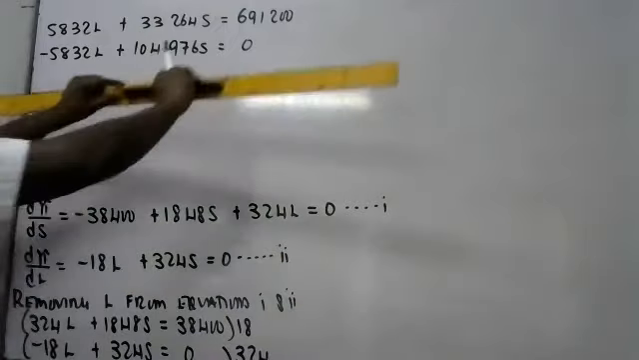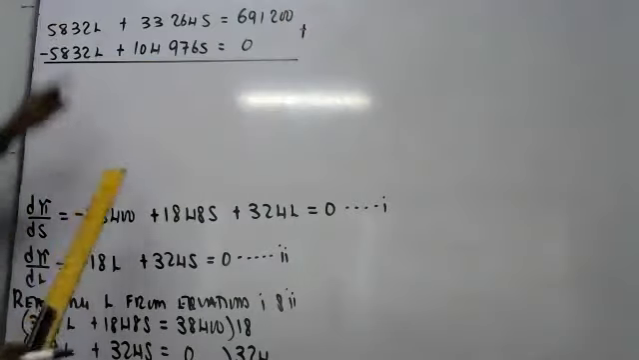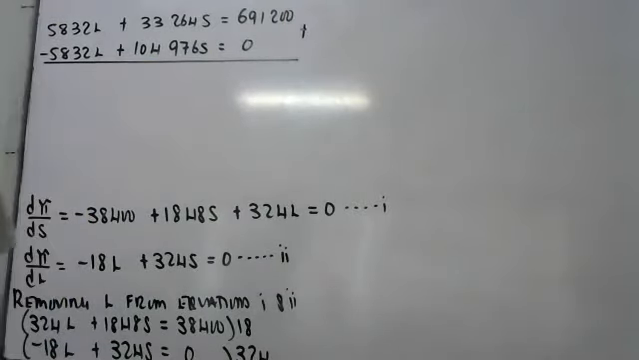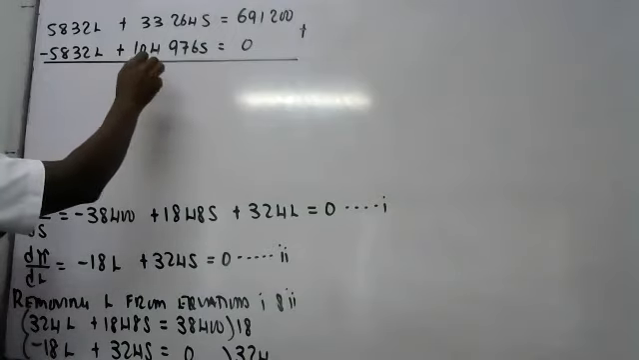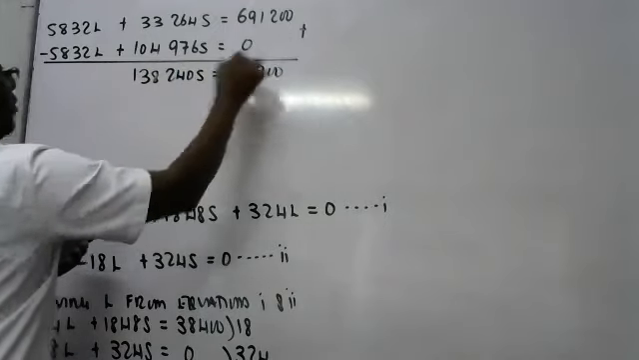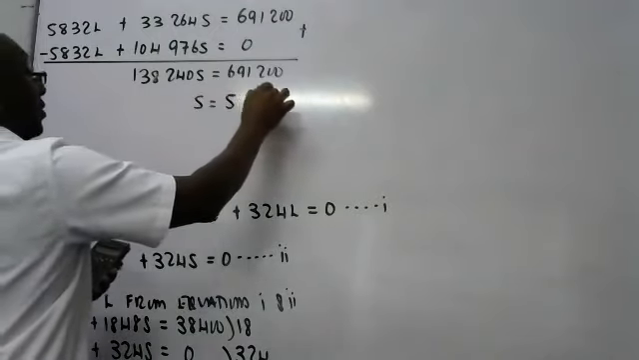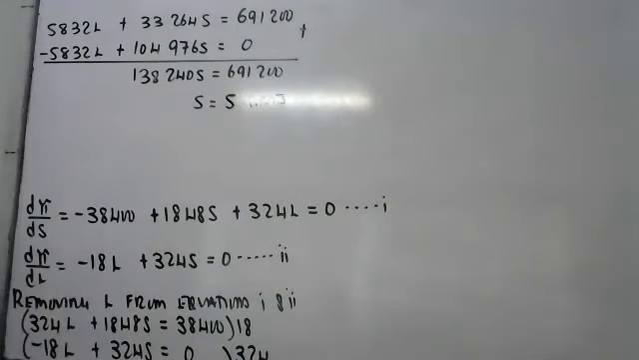So for it to go, what you need to do is to add. If you add, this becomes 0. Then 104976 plus 33264 is 138,240 S is equals to 691,200. Therefore, when you divide, you get S is 5 units.